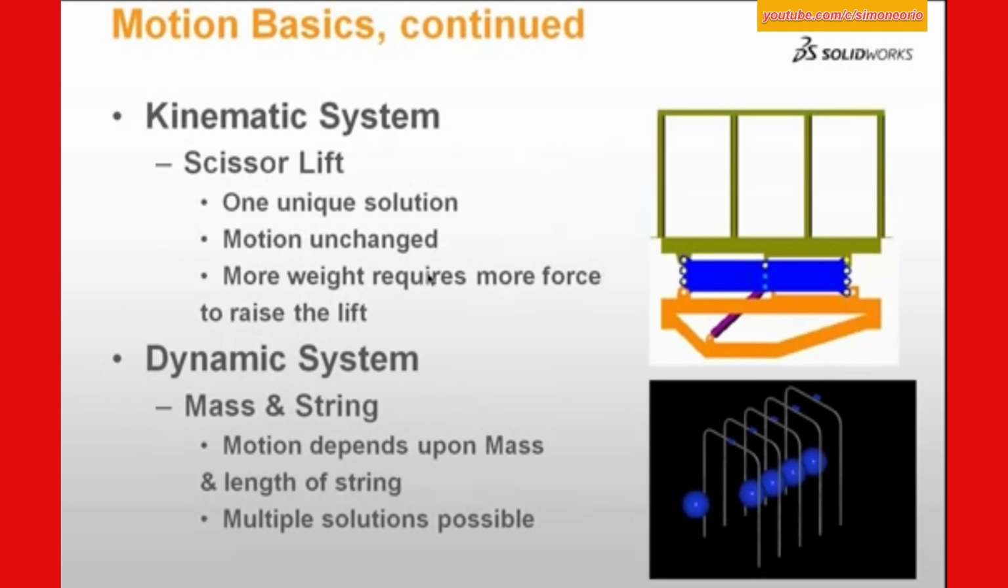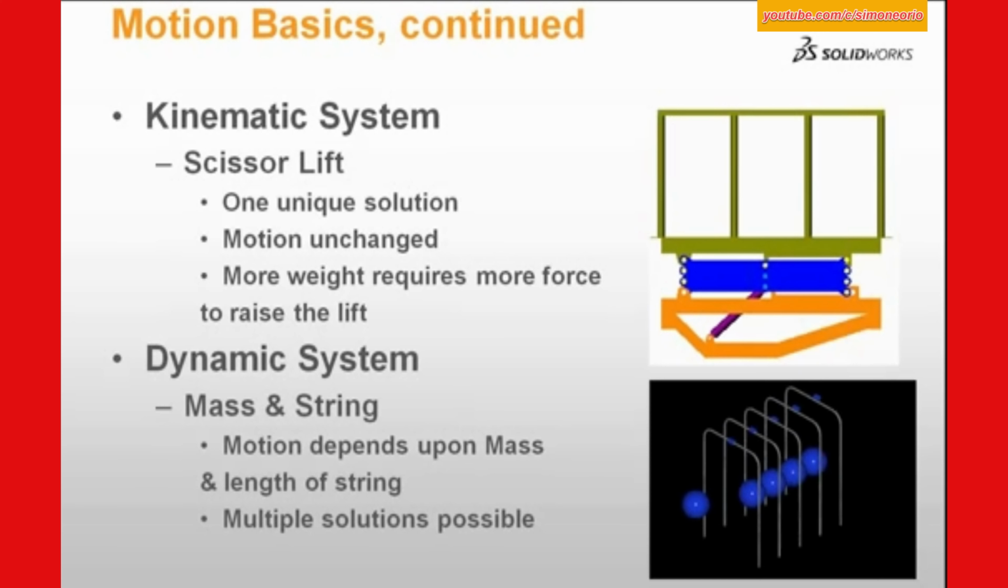All right. As far as motion goes, there are really two basic kinds of systems. There's a kinematic system and a dynamic system. A kinematic system is such that there is only one unique solution for the motion. For example, a scissor lift, the only thing that really changes is we add more weight, we require more force to raise or lower the lift. The motion of our system is unchanged.